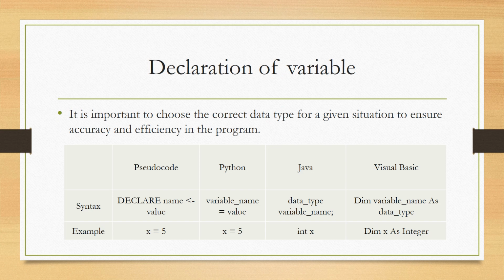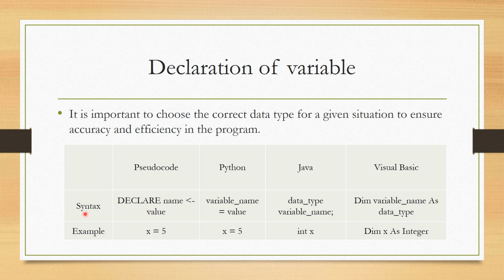Next, declaration of variable. It's so important to choose the correct data type for a given situation to ensure accuracy and efficiency in the program. And here I have used four things to just tell you how you can declare a data type, right? So in pseudocode, we use the word declare. Declare is a keyword. Keyword is always having a special meaning in a computer programming language. Then the name of the variable, and this arrow. After this arrow, we will write down the value, right?